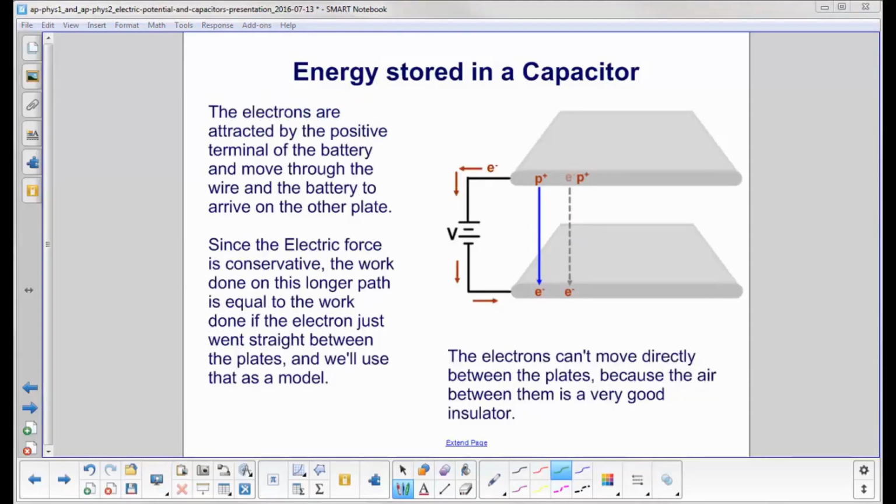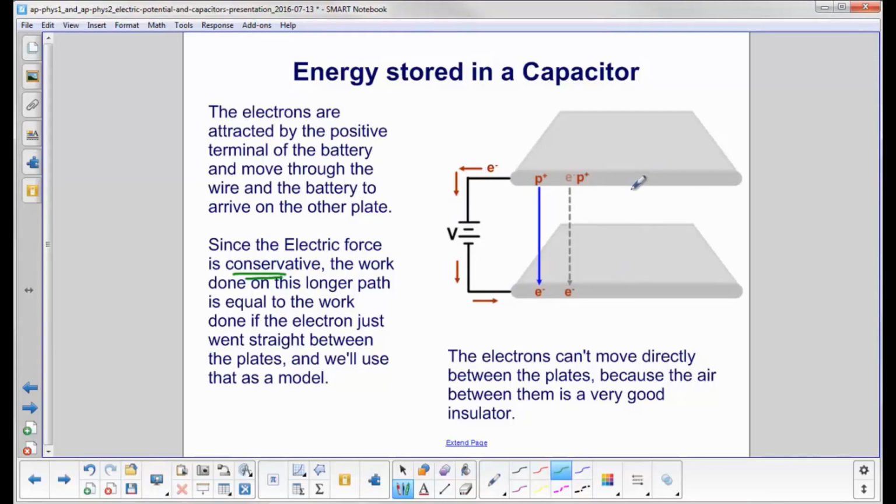Then moving the third, the fourth, the fifth, all the way up to the billionth electron. There's a lot of electrons here. We're just simplifying it so we understand the concept. This battery will attract the electrons, the positive terminal here. Remember, the positive terminal is a longer horizontal line. It will move through the battery and get deposited on the other plate. The electric force is a conservative force, so the work done on this longer path here, as opposed to just going straight through here, is just the same, so we're going to use that as a model.